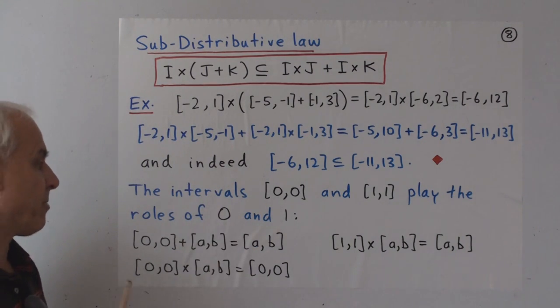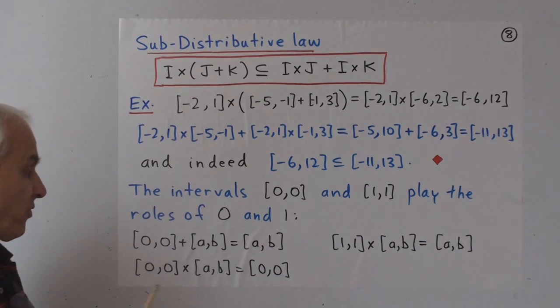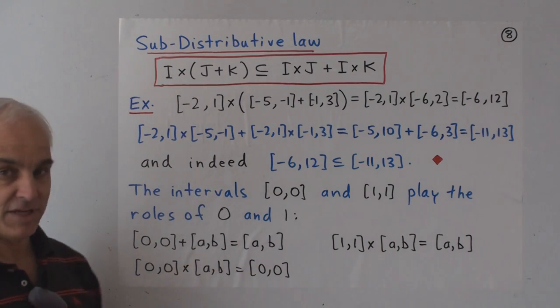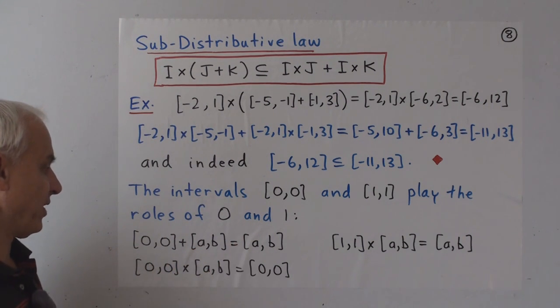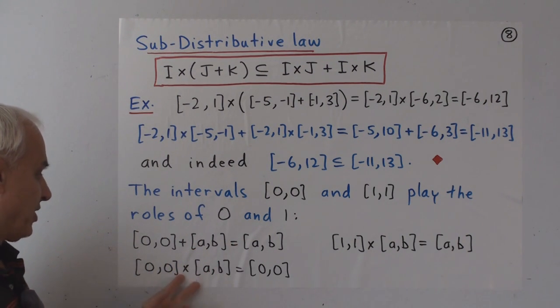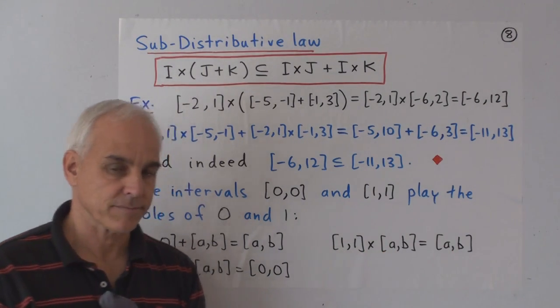And so we do indeed see that this interval is contained in this interval. And as before, we can remark that these two particular intervals play an important special role. They're playing the role of the numbers 0 and 1. 0, 0 plus any interval is the same interval. 0, 0 times any interval is 0, 0. And 1, 1 times any interval is the interval.